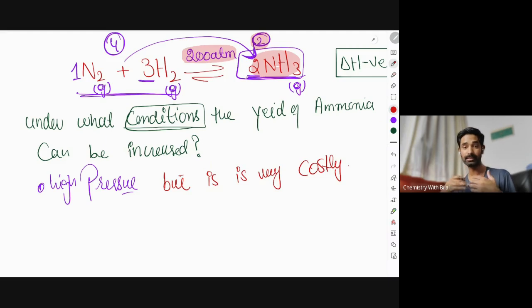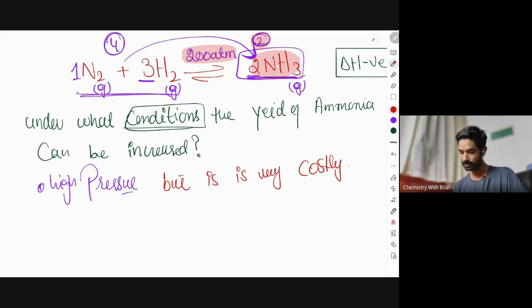Because to maintain such high pressure, imagine in this room, or the room you are sitting in, how much pressure is there? 1 atm. In this room the pressure is 1 atm. So 2 atm is double. This is already at 200 atm. So increasing the pressure would give more ammonia, but that is not cost effective. So 200 is an optimum pressure where you get a healthy amount of ammonia at a good rate.